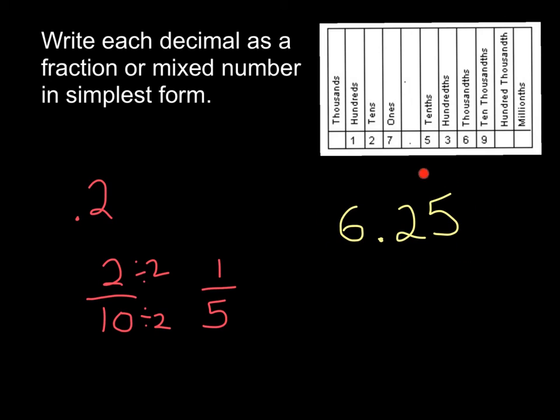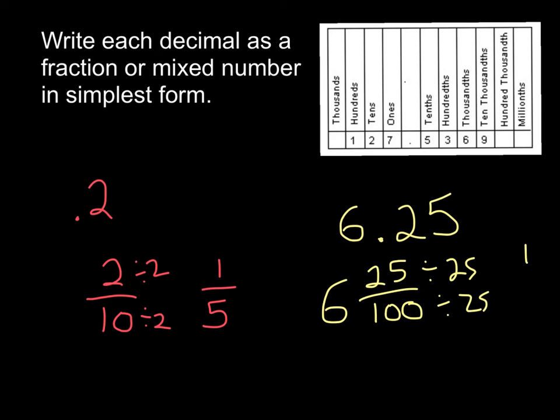If I have a decimal like this, I would say for this one 6 and now there's 0.25. 0.25 would end 2 places to the right of the decimal, which would be hundredths. So I would say 25 hundredths. So I'd write that like this, 6 and 25 hundredths. And now I can divide each of these by 25. And that's going to give me 1/4. So my fraction for 6 and 25 hundredths would be 6 and 1/4.